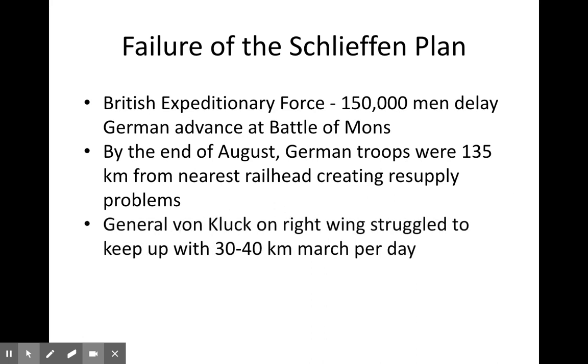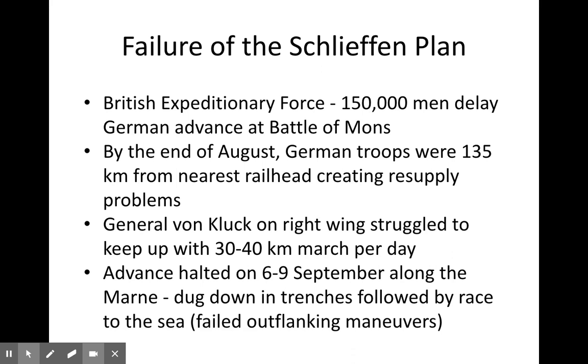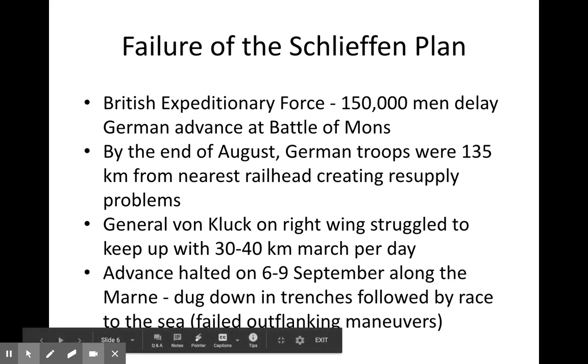General von Kluck, a very famous general in the German military in World War One, is struggling on that far right wing that I pointed out on the map to keep up with the 30 to 40 kilometer march per day. That's a lot. So his troops are struggling to keep up with the timeline that they've set forth. Finally, the German advance is halted in September. The actual war starts on July 28th. So there's a lot of movement in August, but they are halted in September along the Marne River.